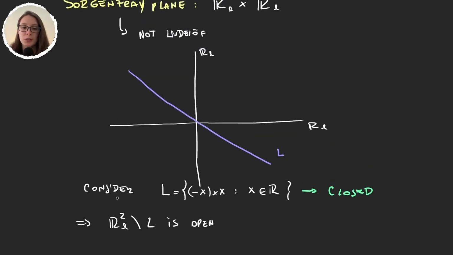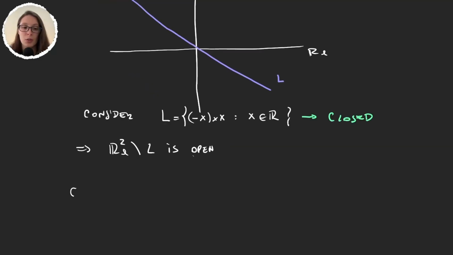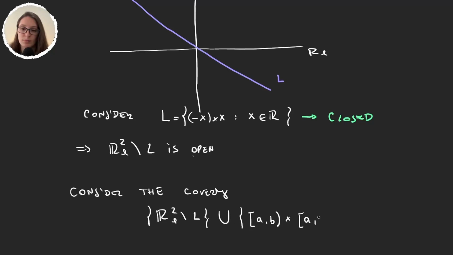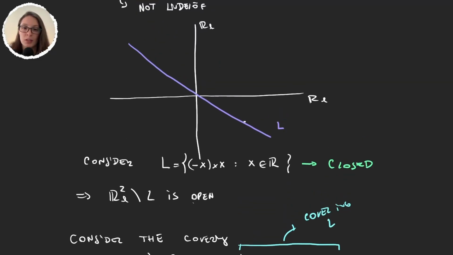And so, because RL squared minus L is open, we can cover the plane by using this set and a covering of L. And we can take, for example, a covering of L of basis elements. So we will consider the covering. So this is a covering of L. This set here is covering L, because all these sets are squares like this. So they are touching L at each of these extremes.